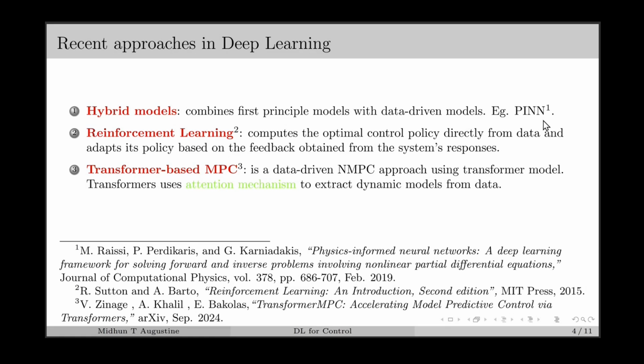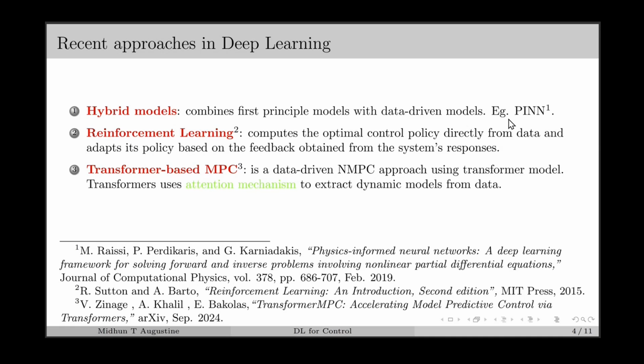Hybrid models are one of the recent trends in the area of deep learning, especially in control. These hybrid models combine first principle models, which are based on physics-based equations, and also the data-driven models, which use deep learning models. One of the main examples is the physics-informed neural network, or PINN, in which we include a physics-based term in the cost function as a regularization term. And this physics-based term is defined using the first principle equations. And that term will improve the accuracy of the trained model.